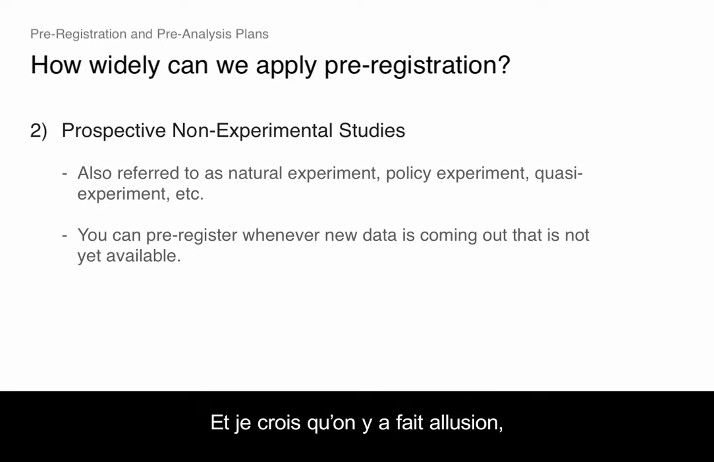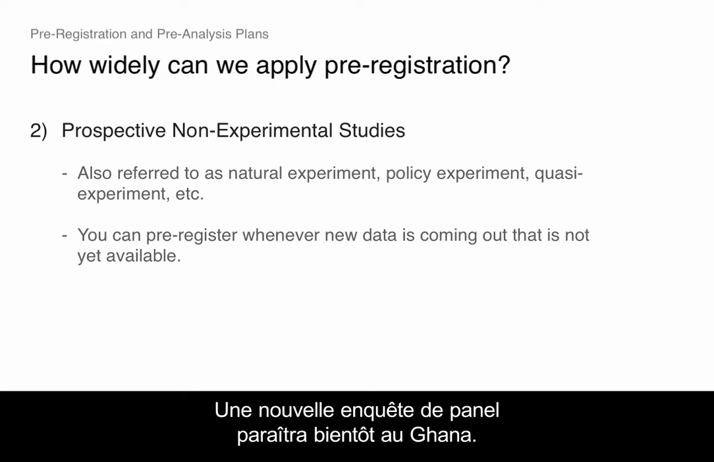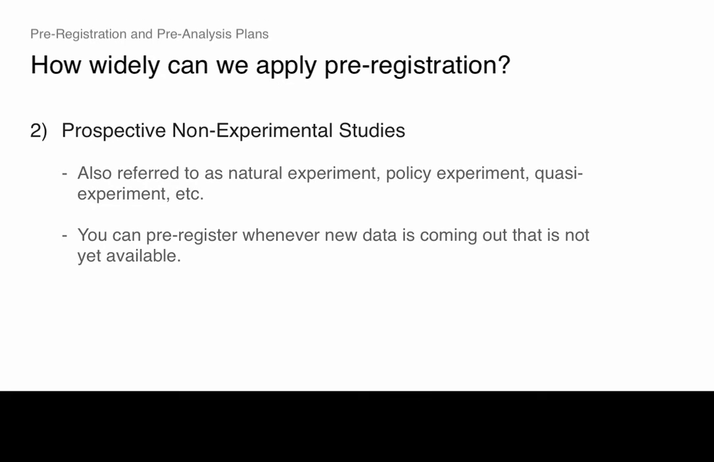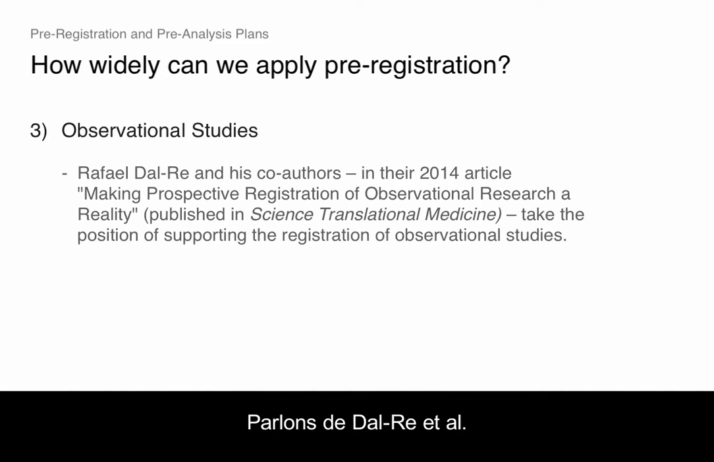I think we've alluded to this, so I'm not going to dwell on it, but a new census round is coming out, a new round of the PSID is coming out, a new round of a panel survey in Ghana is coming out. Before it's released, you can write down what you would run, and there's no way you could have mined that data. Registering observational studies. Let's talk about Dal-Ré et al.